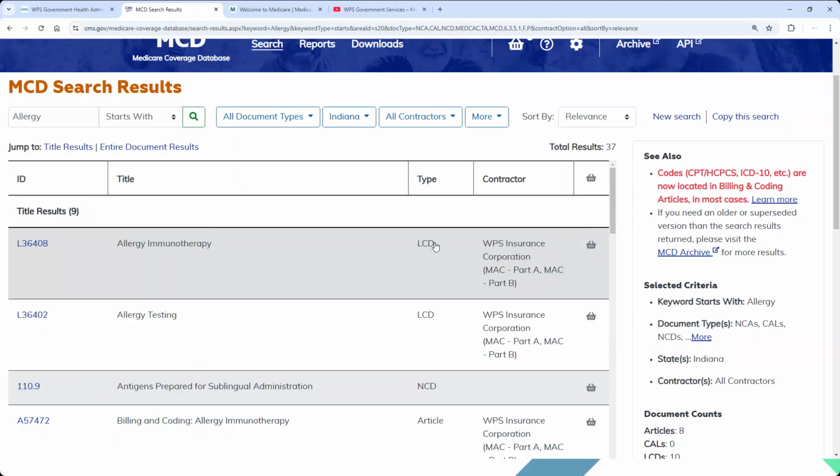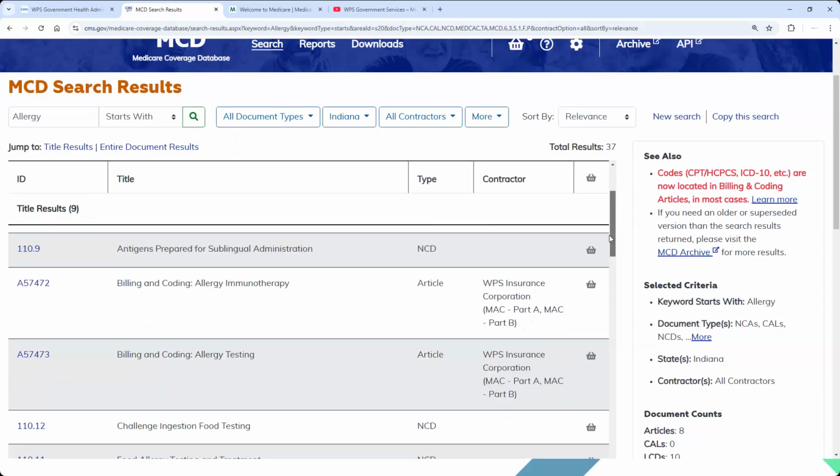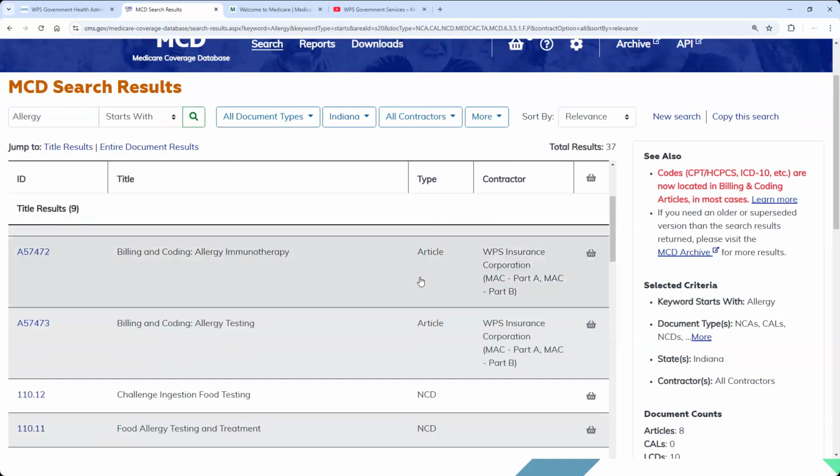Then what it will do is say, okay, we have an LCD. Again, the WPS wrote this. That's what's telling you here. We are a MAC, or a claims processor, for Part A and Part B. You also have an NCD. Now, this one doesn't have a contractor because CMS wrote the National Coverage Determination, or NCD. Also, we keep going down and we have what are called LCAs, local coverage articles. They just call them articles here for short. Again, it's the coding and billing information from the system as related to a LCD.